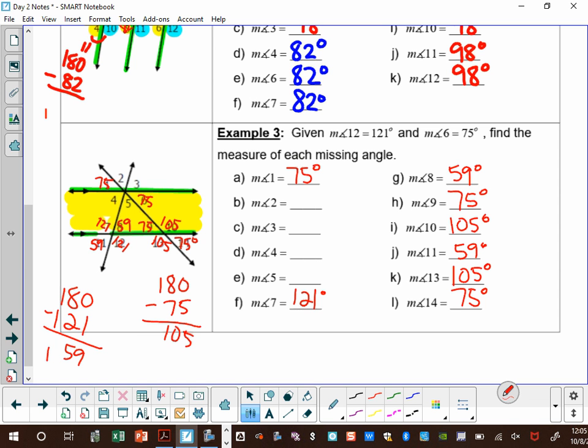All right, so now we have these ones at the top. Let's do angles 4 and 7, because I know that these two have to add up to equal 180. How can we figure out what angle 4 is? Subtract 121 from 180. All right, do it. 180 minus 121. Don't just guess. It's right there, 59.